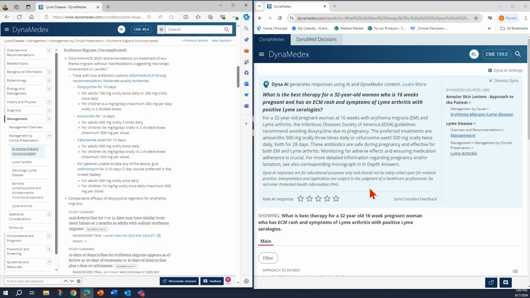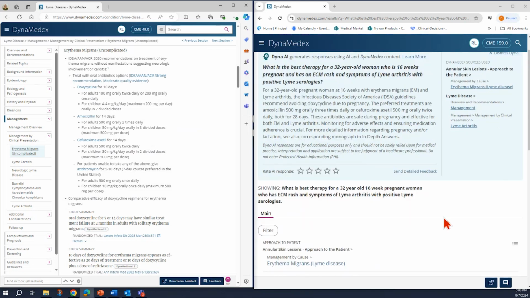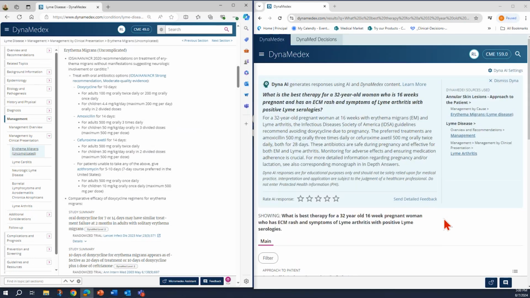Both methodologies work, but in which case is clinician workflow facilitated? Clearly with the Dyna AI generative AI search function. I hope that this presentation, albeit brief, has been powerful enough to demonstrate for you the power of generative AI search. Thank you for listening.